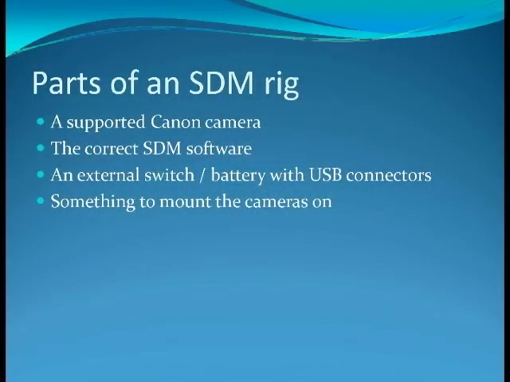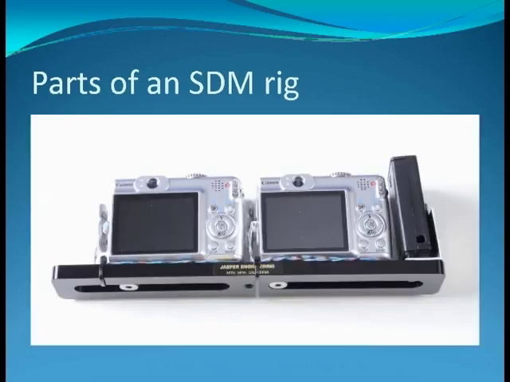But the parts to put together one of these rigs yourself. And this is the toy that we can all build ourselves. It's one of the reasons I got so excited about it. You need the camera, of course. You need the correct software, which is free, which can be downloaded from the website. You need an external battery and a switch and something to mount the cameras on. That's all it consists of. This is my little rig. I bought these two cameras. They're the A570s. They have image stabilization. My hands shake a little bit, so I love the image stabilization.